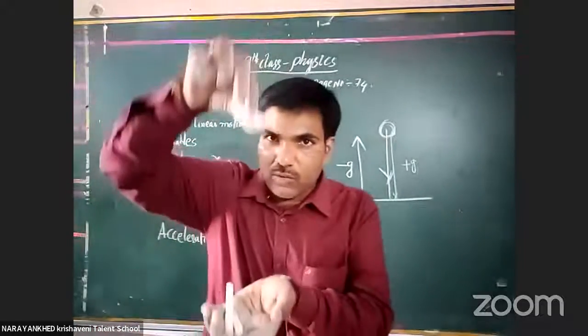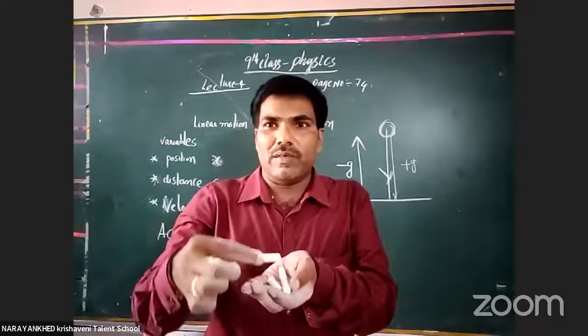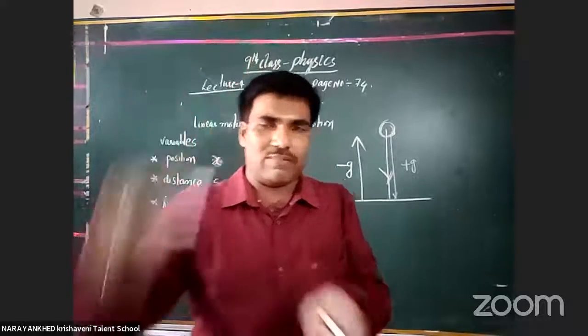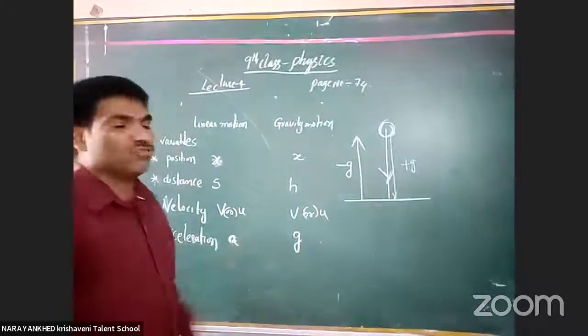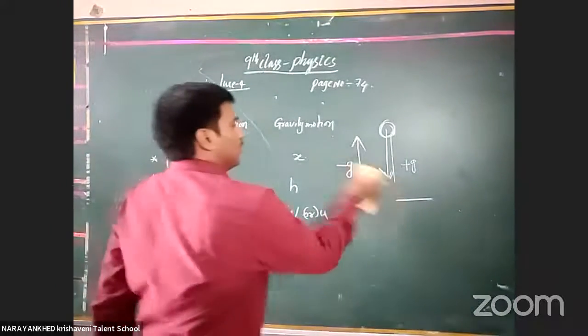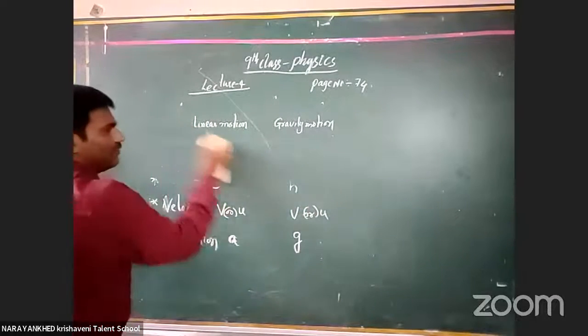From here to here, when the body travels like this toward the earth, it will be taken as plus g. When it goes away from the earth, it will be taken as minus g. The value should be taken like that only. Understood or not?